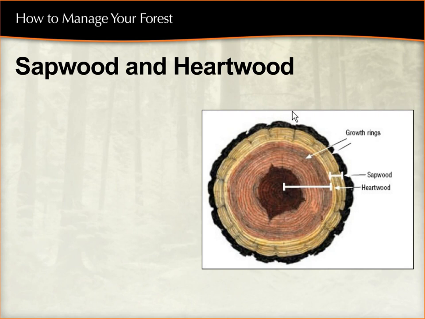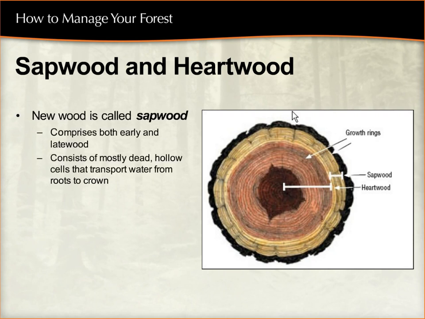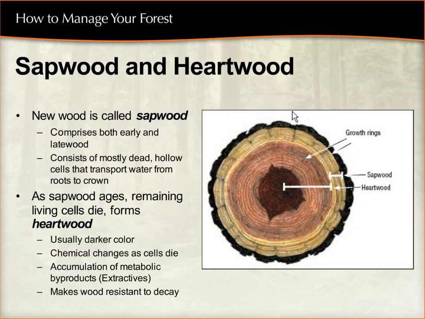Throughout the tree, both in and outside of the crown, the newer wood is called sapwood, and it is made up of both the light-colored early wood and dark-colored late wood. Sapwood is mostly dead, hollow cells that transport water from the roots up to the crown. As the sapwood ages, the remaining living cells eventually die, and this forms the heartwood, which is usually darker than the sapwood. As the cells die, chemical changes occur and the tree accumulates metabolic byproducts in the heartwood, which makes it more resistant to decay.